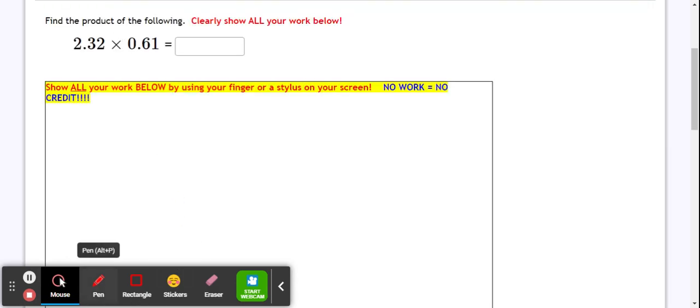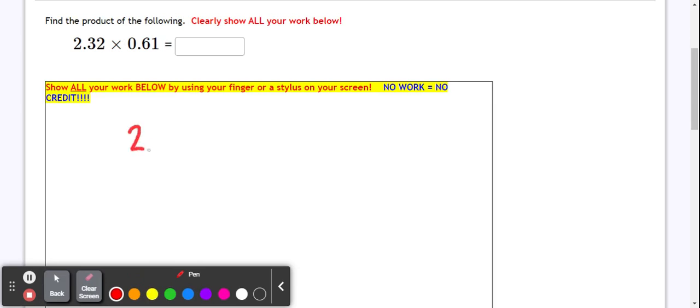Next, we have 2.32 times 0.61. And 2 times, well, this is just going to be 232, right? Because you multiply 1 by everything. And then on the second row, that needs a 0, and it pushes everything to the left.